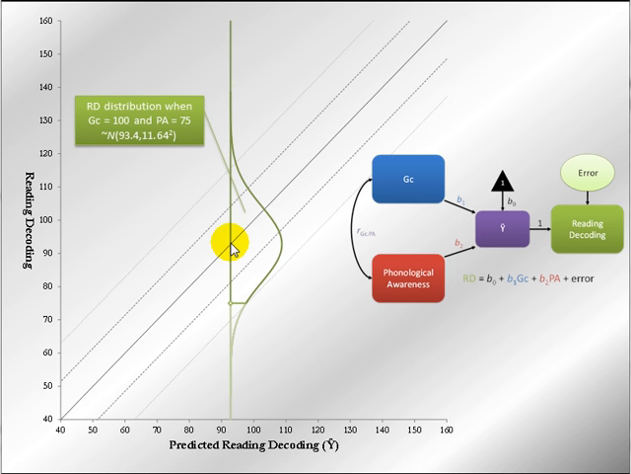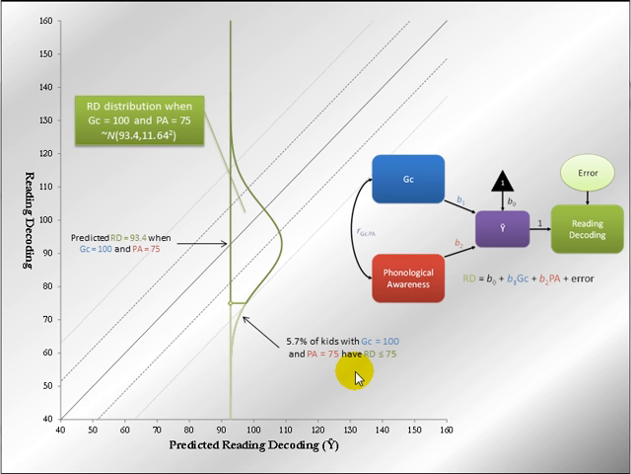But they're not all equal to that. They cover a full range, and the standard deviation is 11.64. This cutoff score here represents an obtained reading decoding score of 75, and using the properties of the normal curve, we can estimate what proportion of these people who score GC equals 100 and PA equals 75 have a reading decoding score of 75 or less. Using the properties of the normal curve, we can estimate that about 5.7% of people with these predictors have reading decoding scores of 75 or lower.